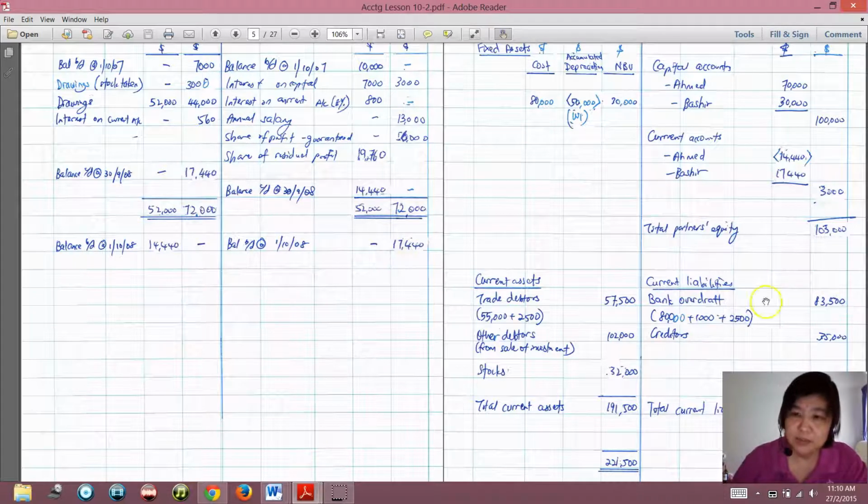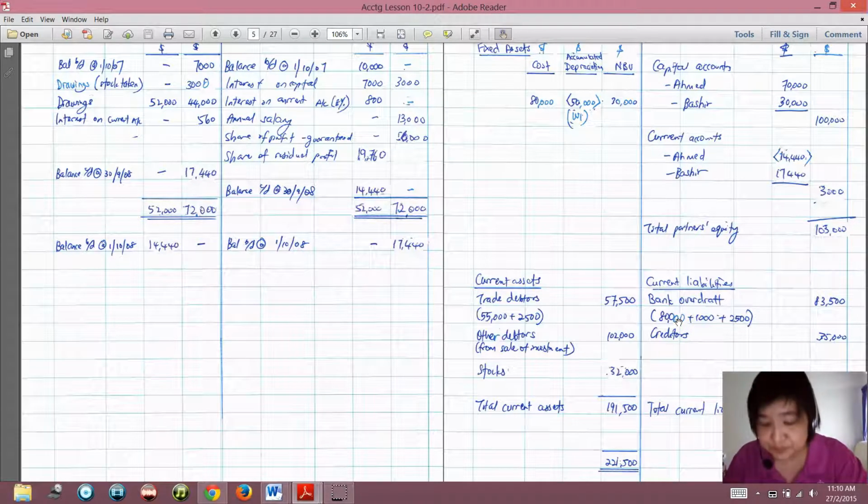Okay, so that means this Ahmad and Bashir company or business has this bank overdraft facility. And according to the trial balance, the bank overdraft is 80,000. So that means the company or the business owes the bank 80,000.